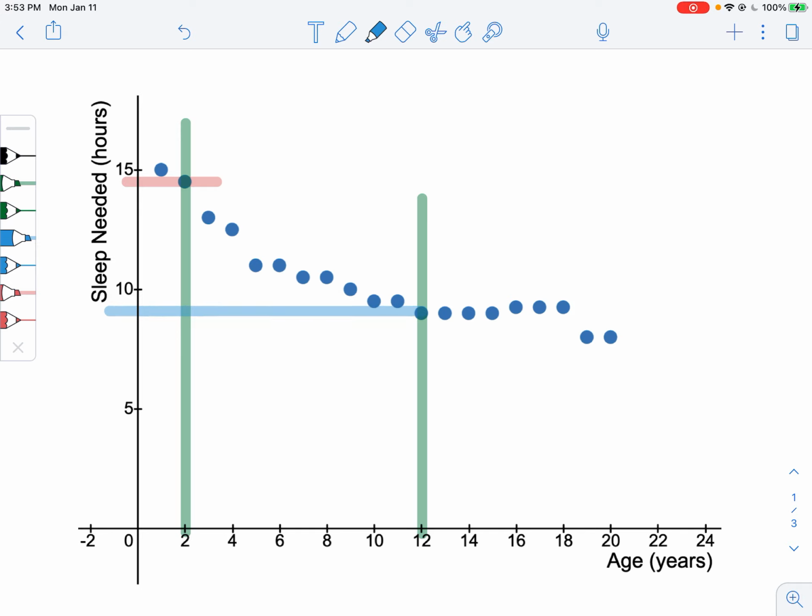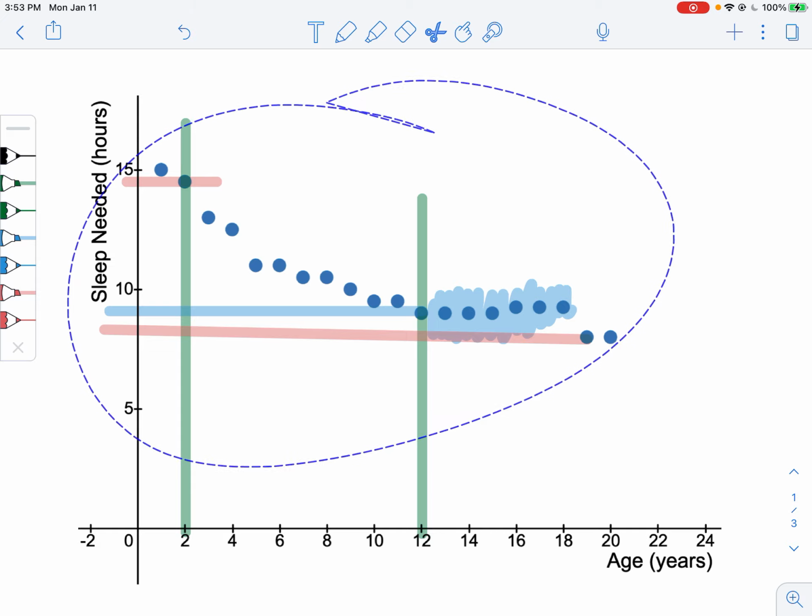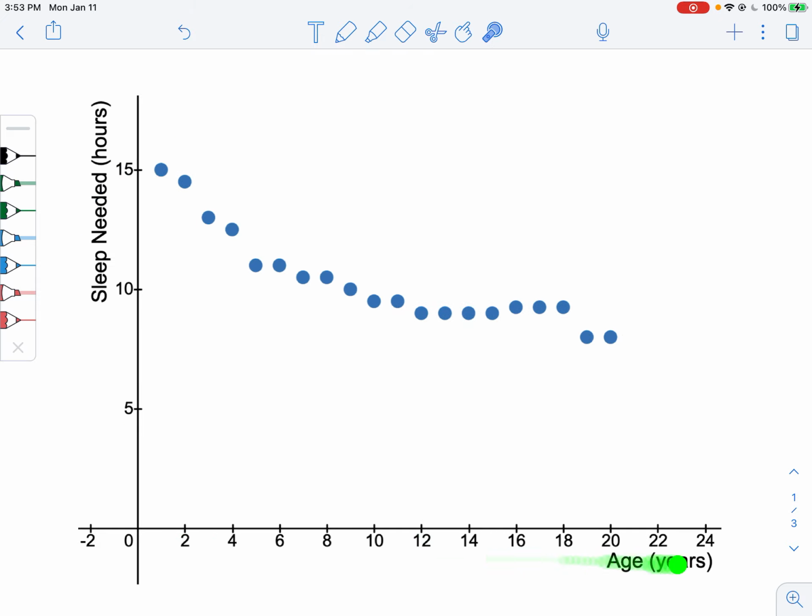Cool. And notice that stays the same throughout your teenage years. So you guys should be getting about 9 hours of sleep. And then once you venture into adulthood, it drops to 8 hours of sleep. Okay. So you have your age, and that influences how much sleep you need. As a child gets older, he needs less and less sleep every day, and then it about evens off.